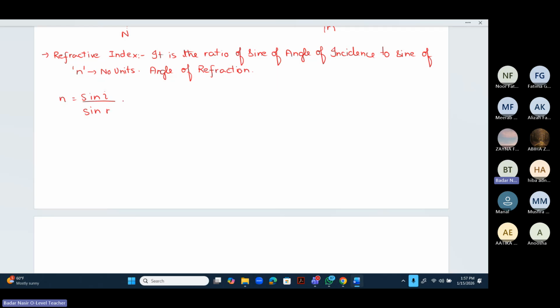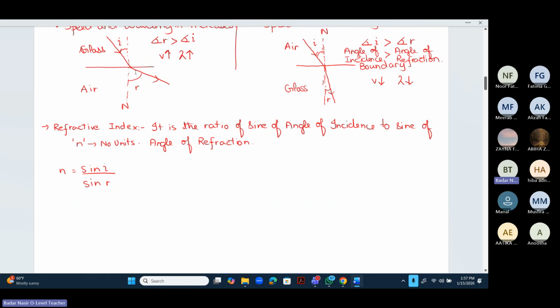I, which is the angle of incidence, will always be the angle which is in the less dense medium. Okay? So which angle is I? Angle I, or the angle of incidence, is the angle in the less dense medium.